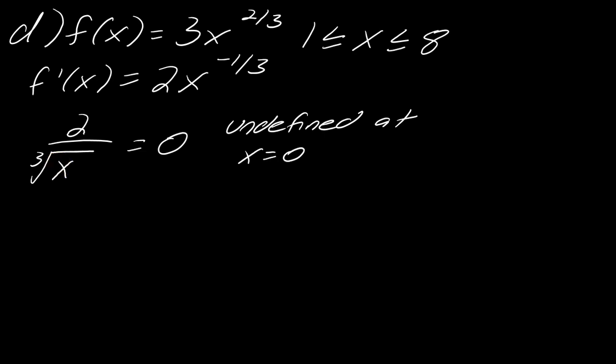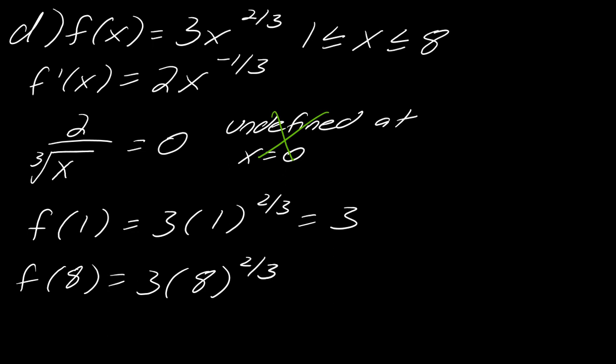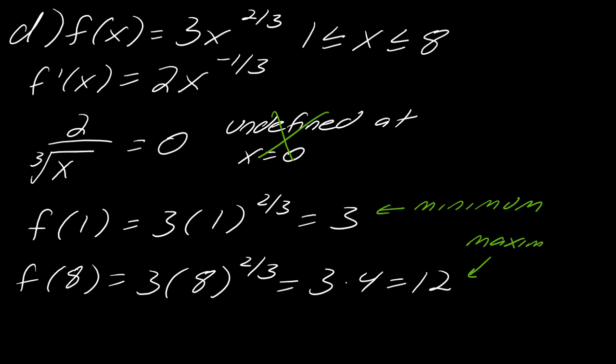But once again, that doesn't really matter, right? Because that's not part of our closed interval. So that means that my maximum and minimum are really going to just occur at the endpoints. So I just have to plug those in. And so in this case, this will be the minimum of my function, and this will be the maximum.